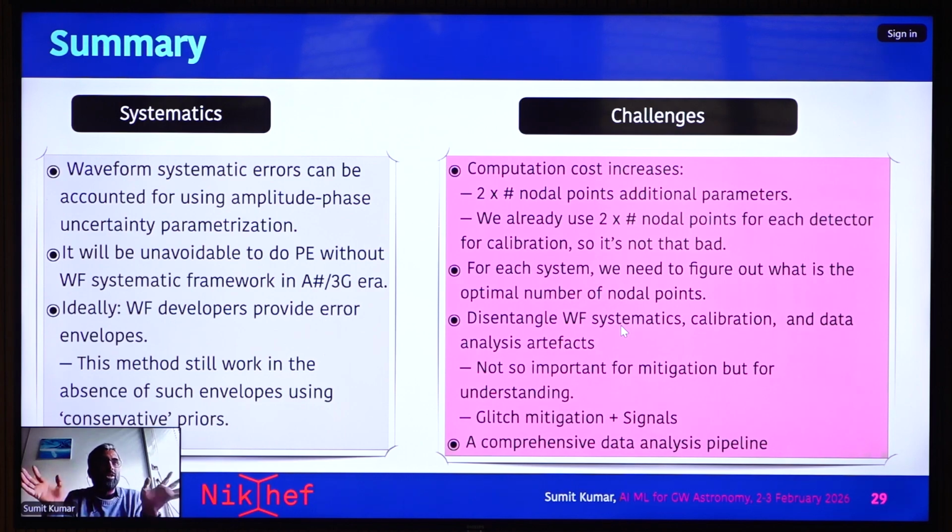And of course, for each system, we need to figure out what are the optimal number of nodal points. For example, for BNS system, we might need more number of nodal points, and that would be more computationally expensive. And we also need to disentangle the waveform systematics, calibration systematics, and the data analysis artifacts, because we are already in the regime where we need to know which thing is causing these systematics.